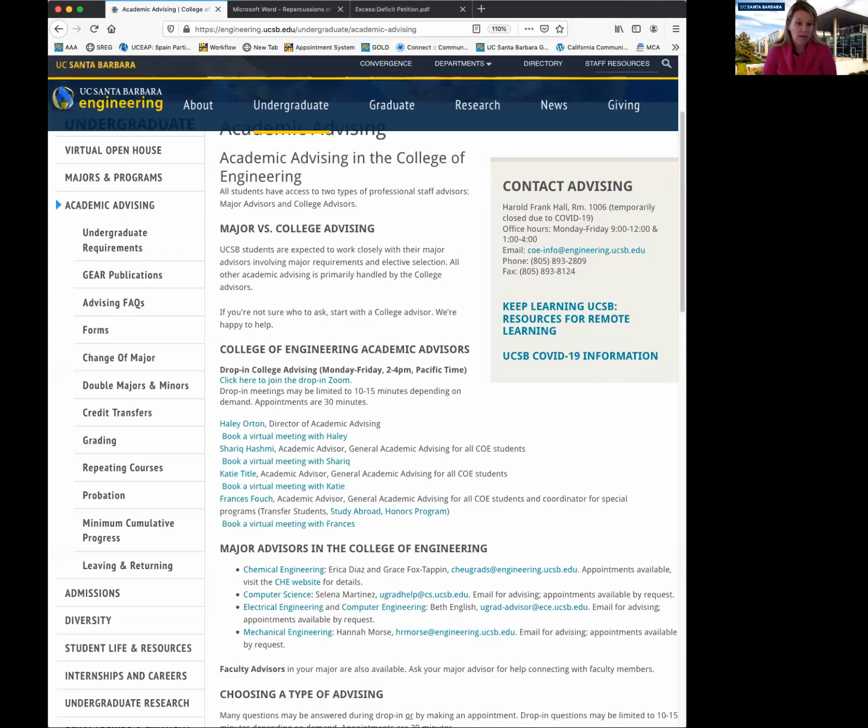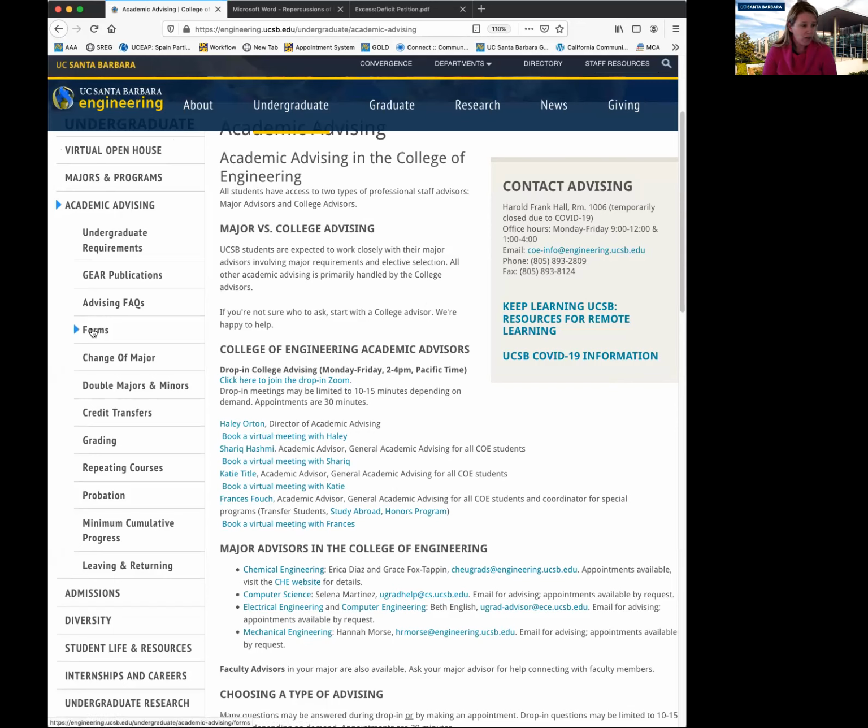So I'm going to actually just change the navigation here briefly, and I'll show you on our website where you can find this information. Under the College of Engineering website, under the undergraduate tab, click academic advising. This brings you to the page on our screen where you can see our Zoom link and then the links to book with any of the 4 academic advisors.